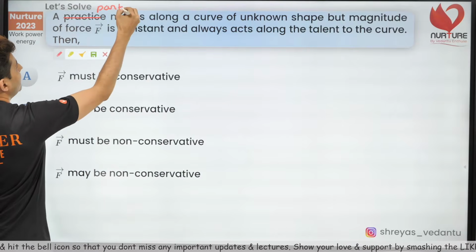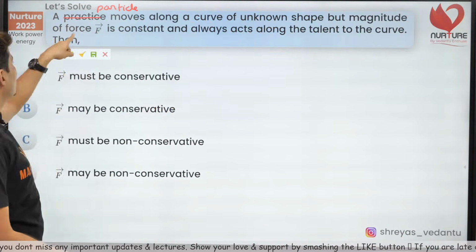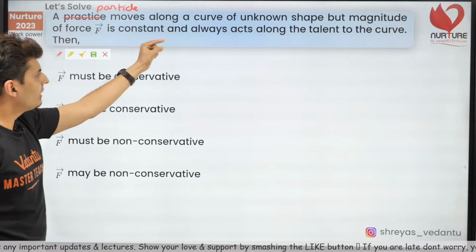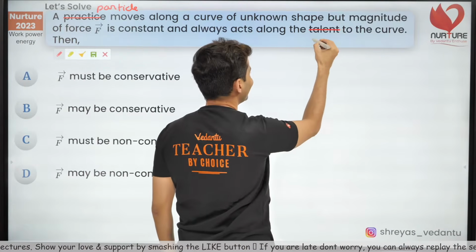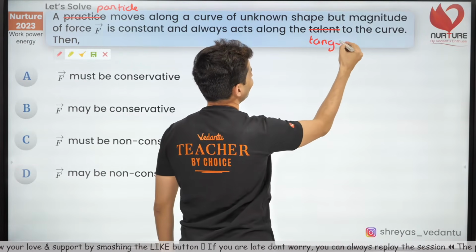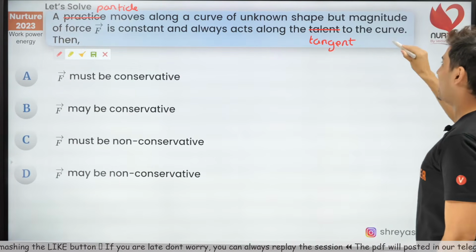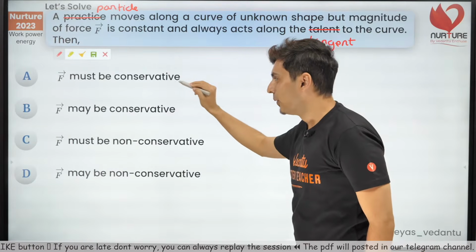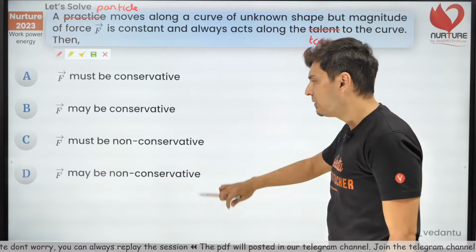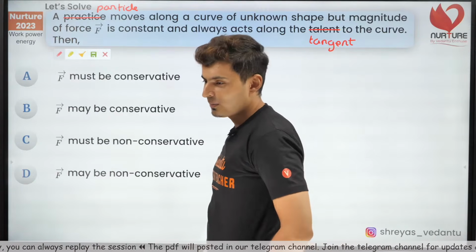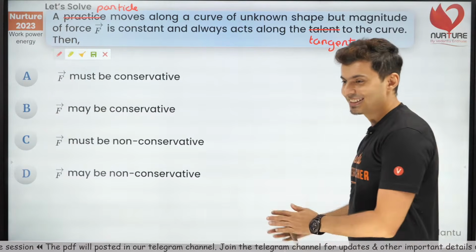So a particle moves along a curve of unknown shape, but the magnitude of the force is constant and always acts along the tangent. My God, it's not talent, guys, it's tangent. So this is always acting along the tangent to the curve. Then the force must be conservative, may be conservative, must be non-conservative, may be non-conservative. Okay, let's see. Come on, my warriors.